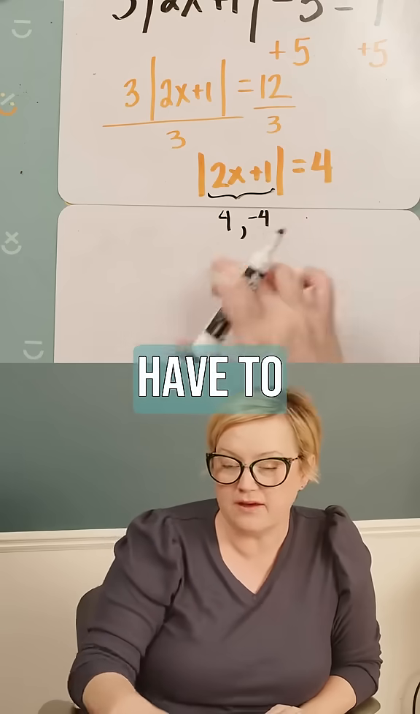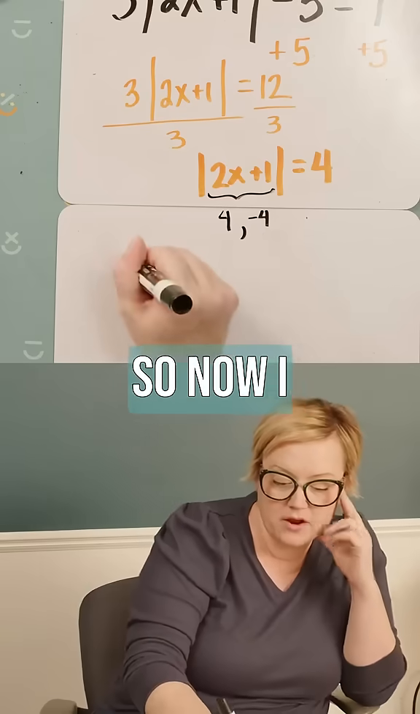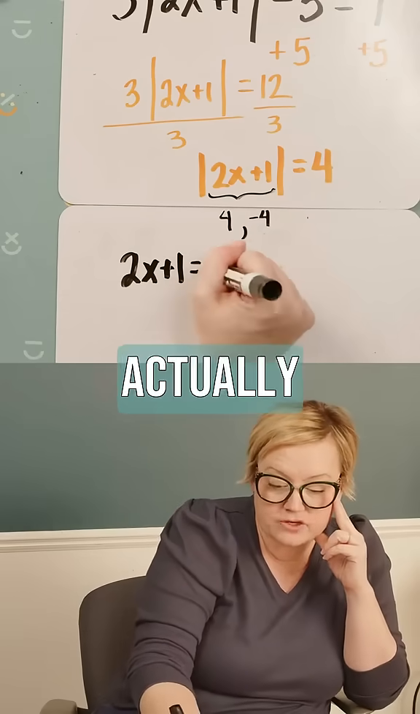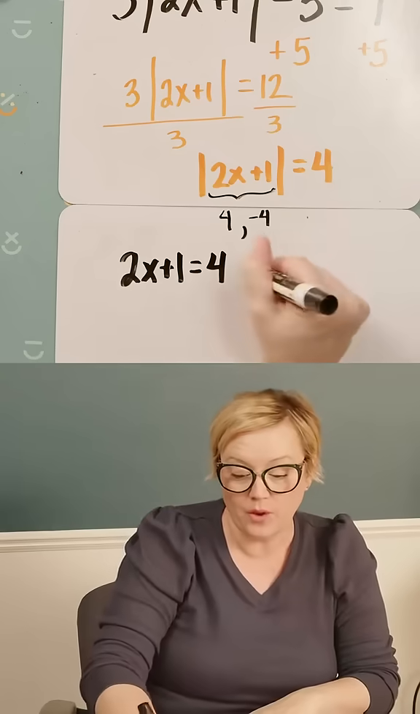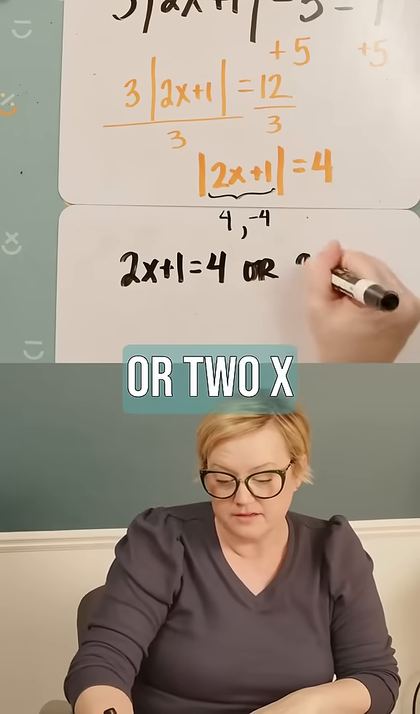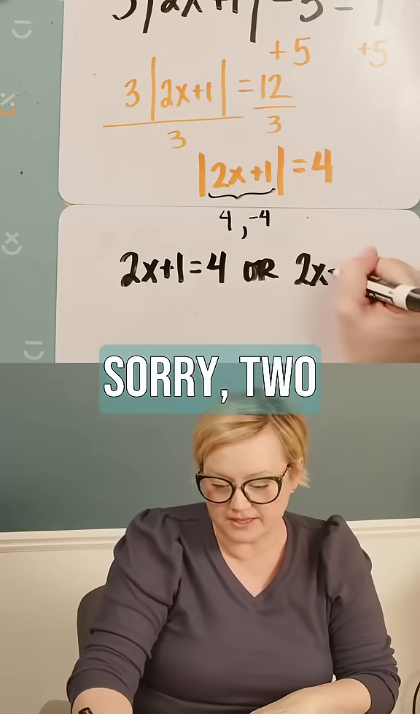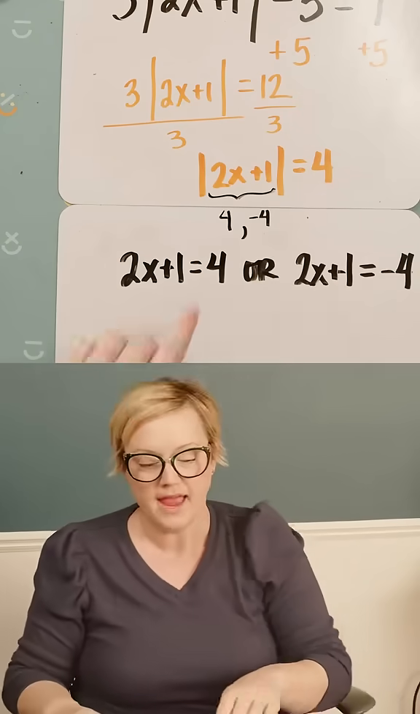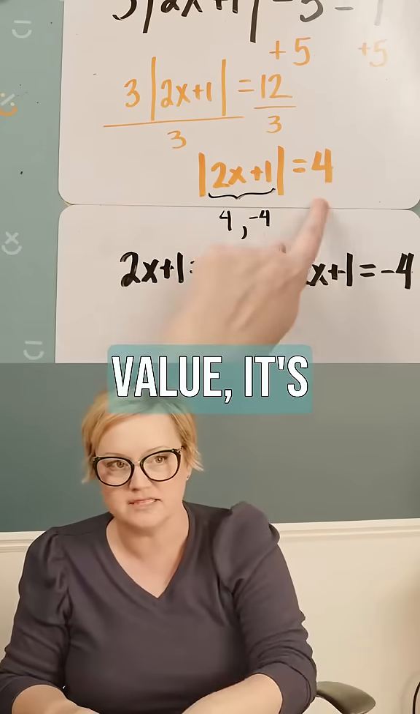So now you have to split this. So now I know that 2x plus 1 might actually equal 4, or 2x plus 1 might actually equal -4. And then when you take the absolute value, it's 4.